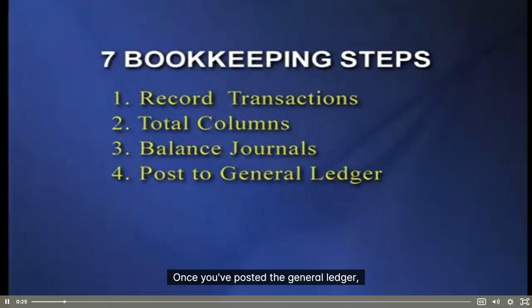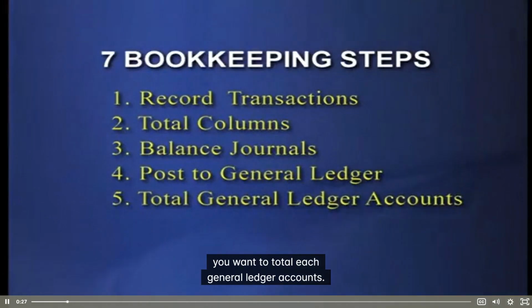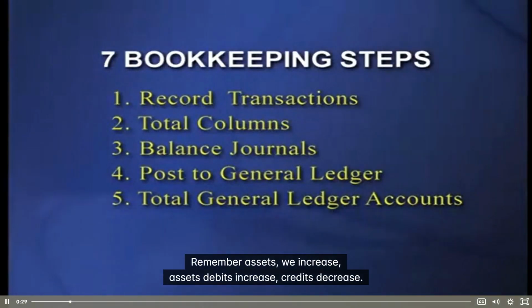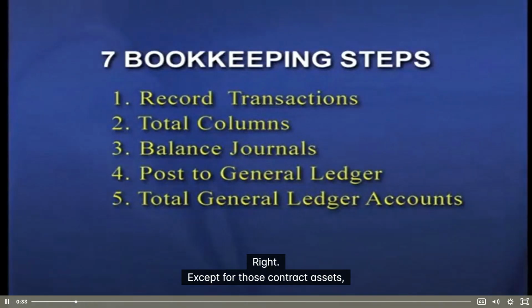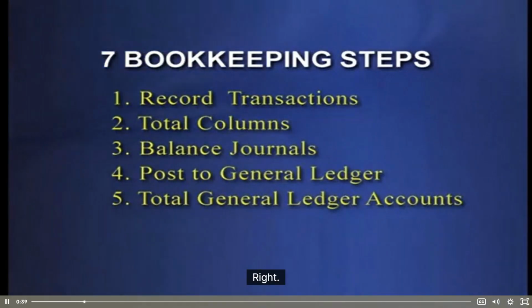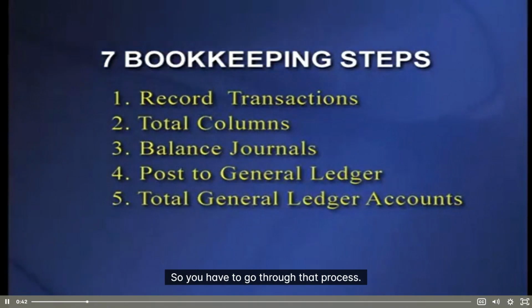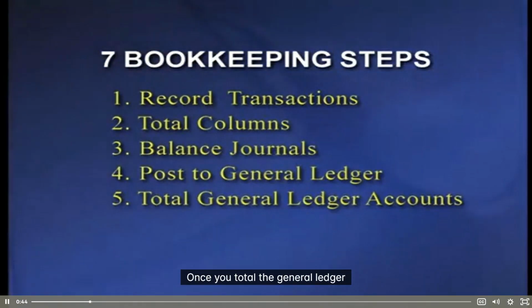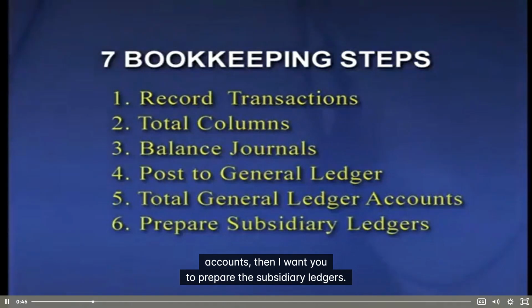Once you've posted the general ledger, you want to total each general ledger account. Remember, assets, debits increase, credits decrease, right? Except for those contra assets. Liabilities and capital, credits increase, debits decrease, right? So you have to go through that process. Once you total the general ledger accounts, then I want you to prepare the subsidiary ledgers.